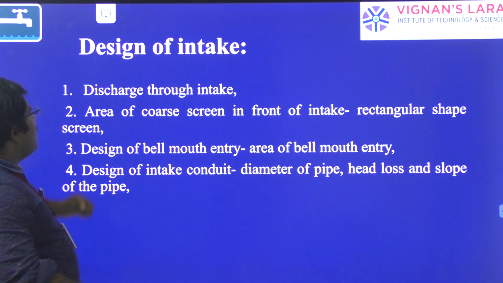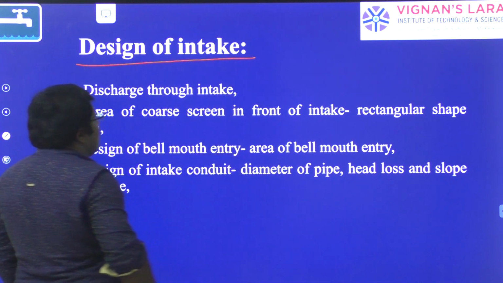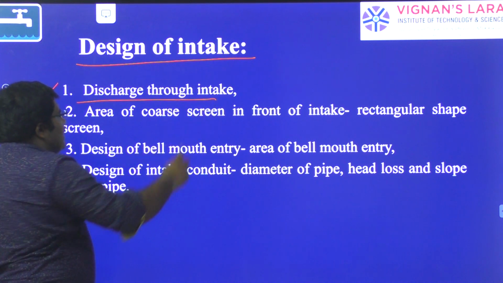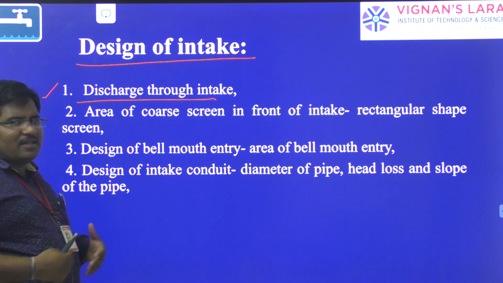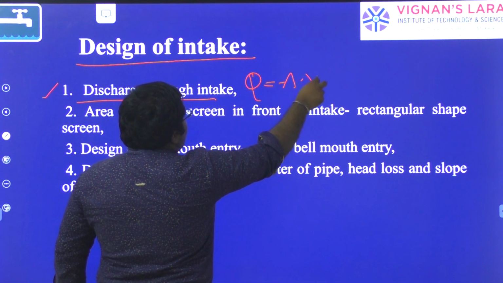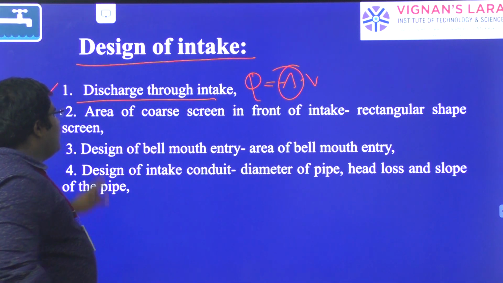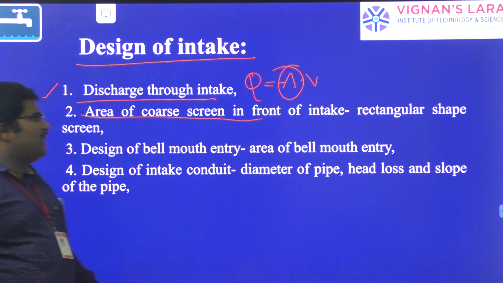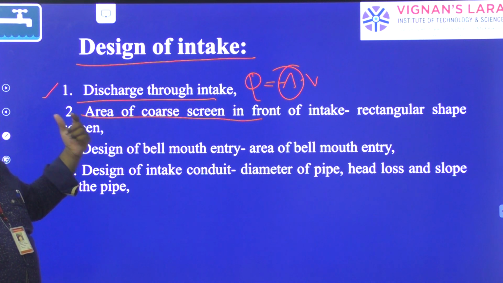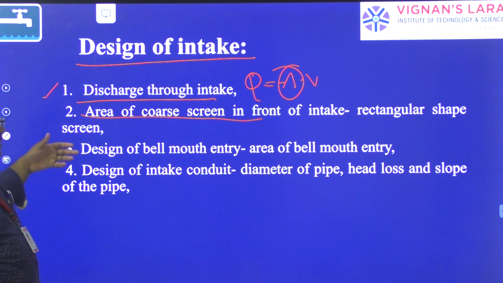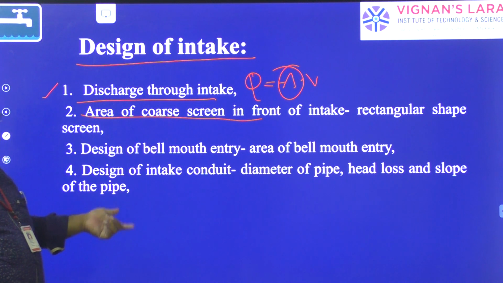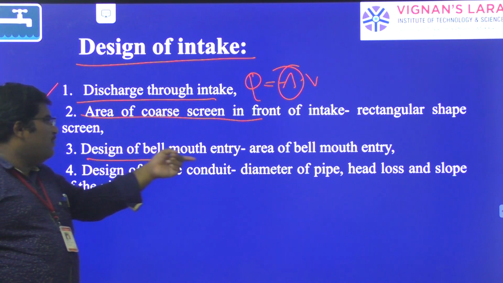Okay. Next, how to design the intake structures? To design, what are the things required? The first thing is the discharge to be collected through the intake. Based on this Q value you are going to find the A value, that is the area of coarse screen in front of the intake. It may be rectangular, area into depth into width into length, and if it is circular, we are going to find out the diameter, and also design the bell mouth entry.